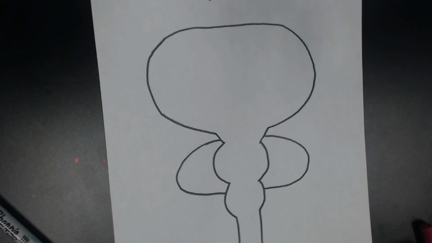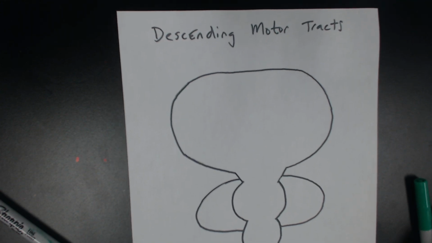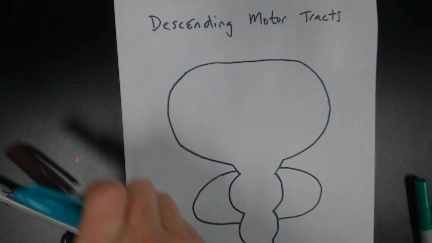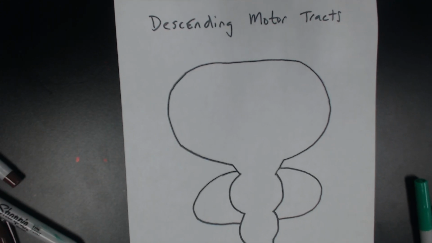Going to descending motor tracts. Again, this drawing is going to be nothing more than a review. We did this in the spinal cord overview, and we're going to review it again today in big picture format. Then we're going to go through each of the motor tracts in detail, like we did with the somatosensory tracts, and then look at it again as a big picture view.